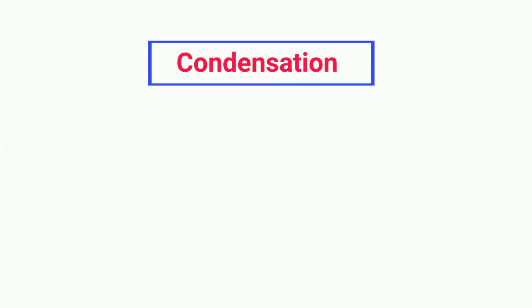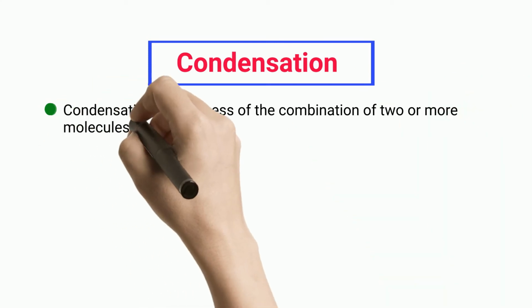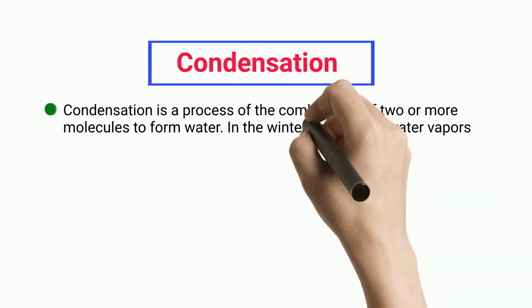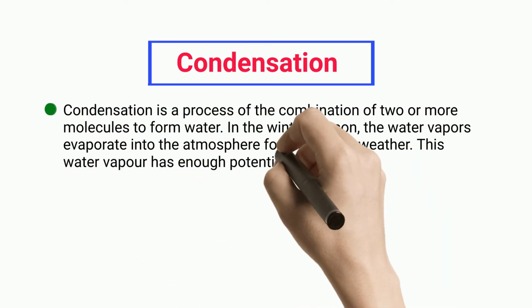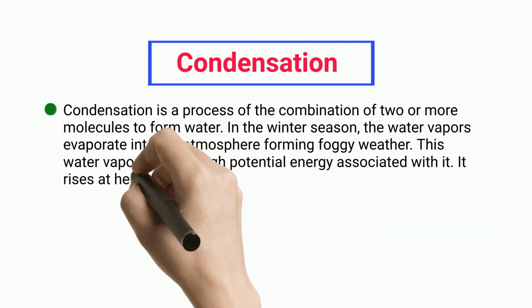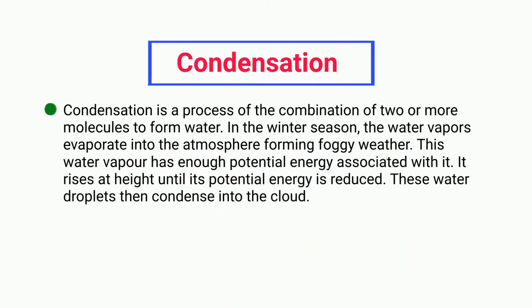Condensation. Condensation is a process of the combination of two or more molecules to form water. In the winter season, the water vapors evaporate into the atmosphere, forming foggy weather. This water vapor has enough potential energy associated with it. It rises at height until its potential energy is reduced. These water droplets then condense into the cloud.